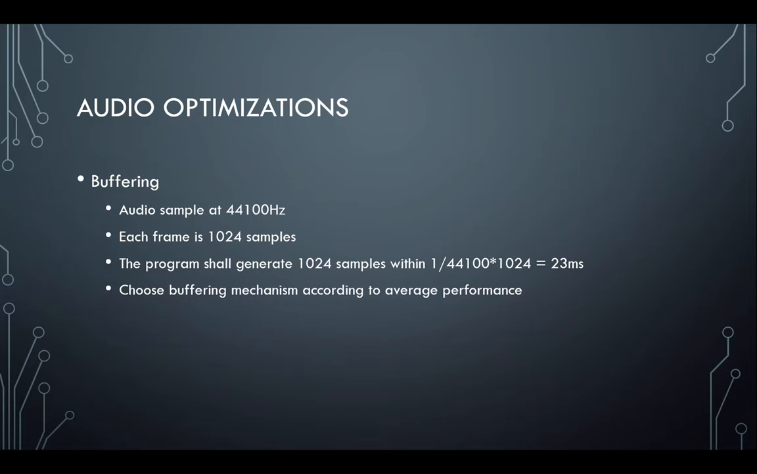If you cannot achieve that, what do you do? Use buffering. As long as your buffer is long enough, you can have continuous audio streaming output. But at the same time, this gives me an opportunity to optimize my code so that the majority of the sample generation is within 23 milliseconds. Although I may have one or two frames where I need to read the SD card or whatever, and the time is a little bit longer, I can still utilize the buffer to overcome the delays.